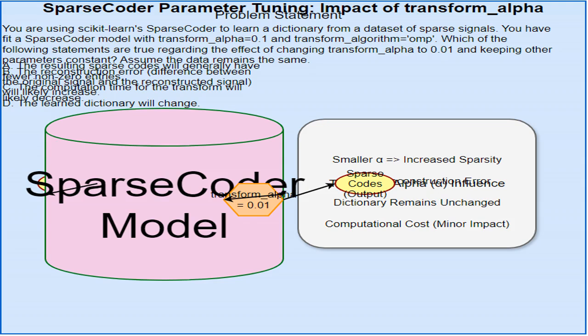This refers to the entire scikit-learn model I'm using. The model already has a dictionary, learned during the fit step, and now I am just modifying the parameter transform_alpha for the next step, the transform step. The model structure itself isn't changing.